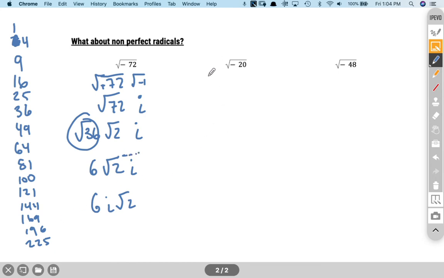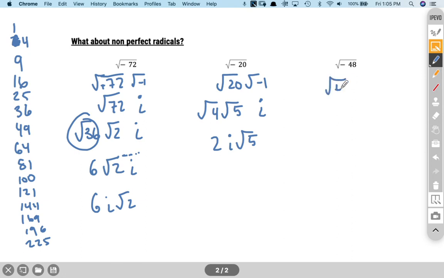Going through a couple of other examples: square root of 20, square root of -1, this turns into i. The biggest number that goes into 20 on our list is 4. So root 4 and root 5. The square root of 4 is 2, so 2i root 5 would be my final answer.